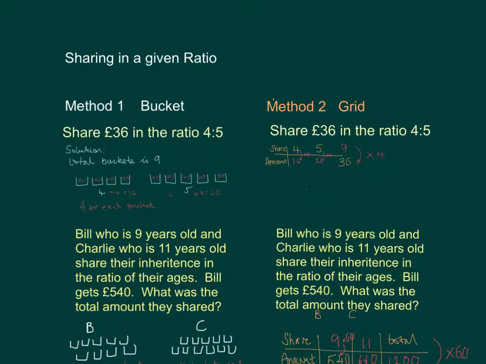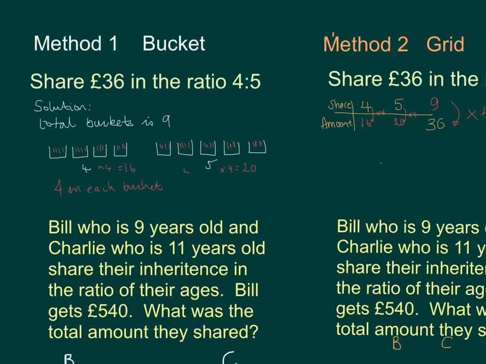Okay, this is just a quick look at sharing in a given ratio. I want to show you two different methods. Method 1, which is often called the bucket method, and method 2, which I like to call the grid method. Okay, so our first question would be, share £36 in the ratio 4:5. Okay, using the bucket method first of all. Let's have a look and see how that would be done.